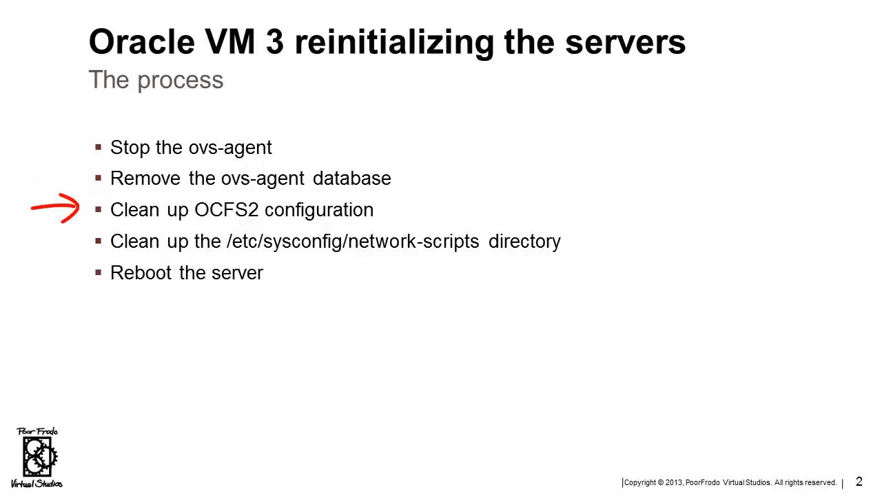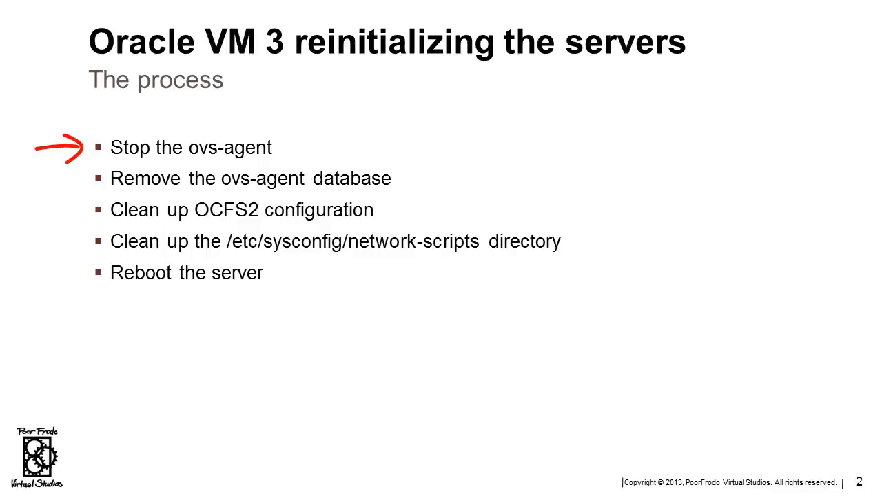If this server belongs to a clustered server pool, then we'll also need to remove any references to OCFS2. The next thing we need to do is clean up the network configuration so the server looks just like it did right after installing Oracle VM Server. The last thing we need to do is reboot the server. I'm going to reinitialize 5 servers. You may only be reinitializing one, but the steps are the same no matter how many servers you are reinitializing.